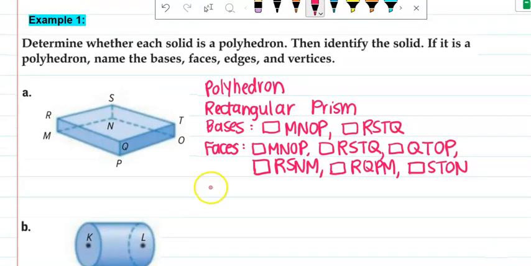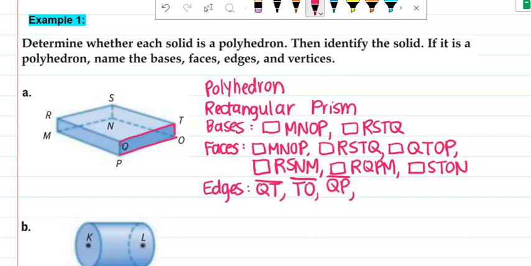Then we also have to do the edges. So these are more like the segments that are created. So remember when we name segments, we have to name them with two letters. These are where the two planes come together, like the edge of your table. So we could start here. We could call this either QT or TQ. And we can just start moving down. TO, move across.